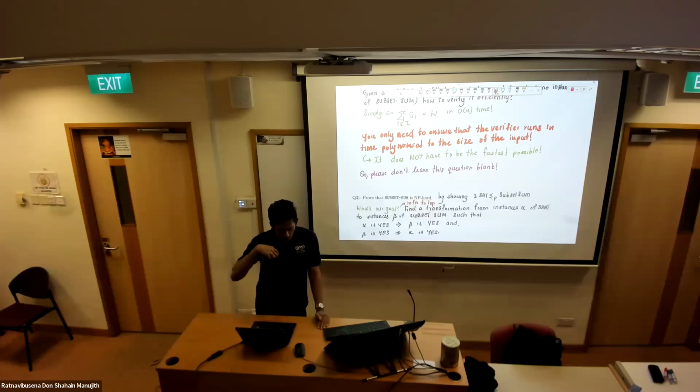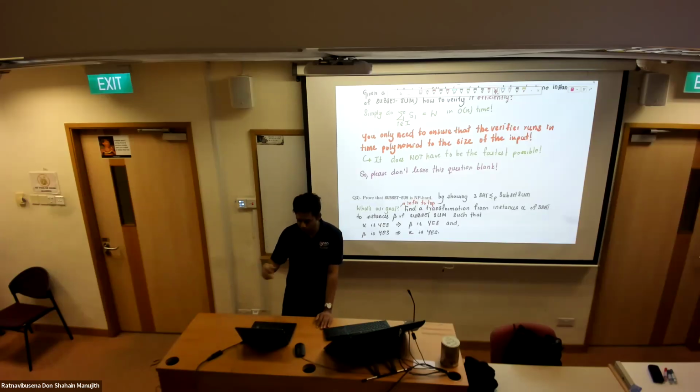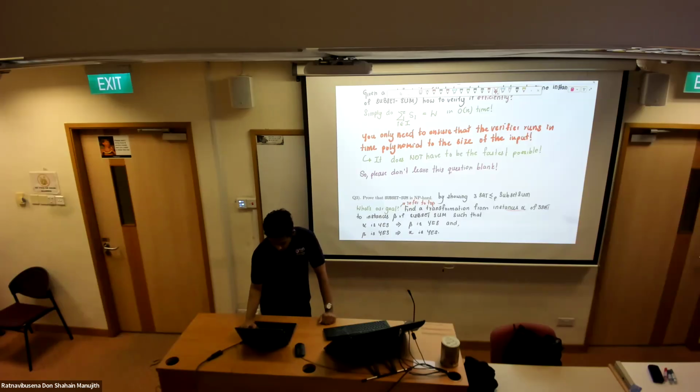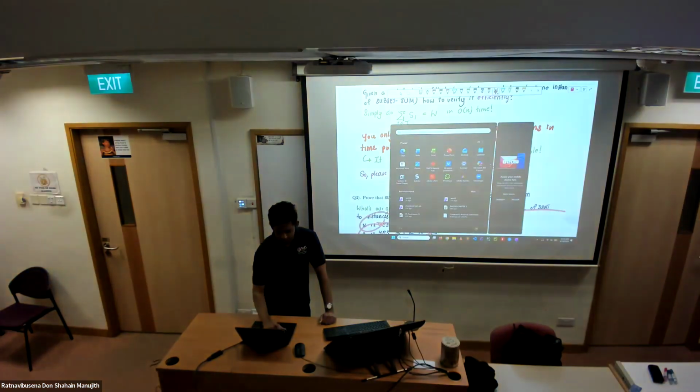Because we want to solve 3-SAT using subset sum, if you cannot show that yes of subset sum implies yes of 3-SAT, even in one direction, then your transformation is wrong, because you cannot solve it using subset sum. So crucially, you want to find a transformation from instance alpha of 3-SAT to instance beta of subset sum such that alpha is yes implies beta is yes, and beta is yes implies alpha is yes.